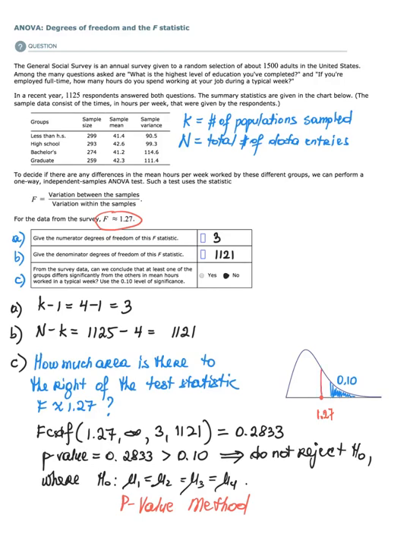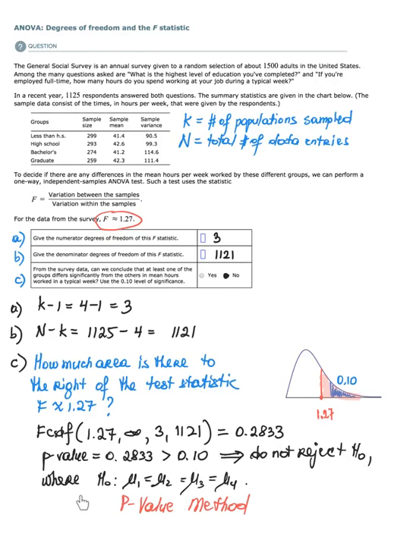I would like to know how much area to the right of this point there is under this curve. To find the answer, I'm using the f(CDF) function with interval from 1.27 to positive infinity with 3 numerator degrees of freedom and 1121 denominator degrees of freedom. And when I input this into my calculator, it produces 0.2833. It means that the p-value is 0.2833.